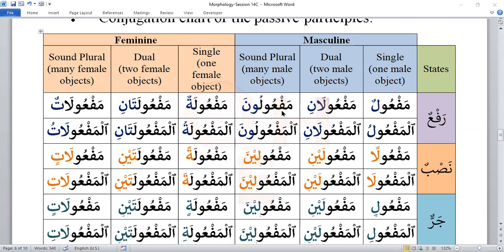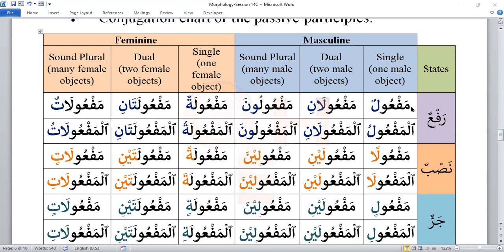Maf'ulani. Plural, maf'uluna. For the singular female as an object, maf'ulatun. Dual, maf'ulatani. Plural, maf'ulatun. Okay, and you can see the suffixes are exactly the same as ismul fa'il. The way we found ismul fa'il for singular, dual, plural, exactly the same suffixes.